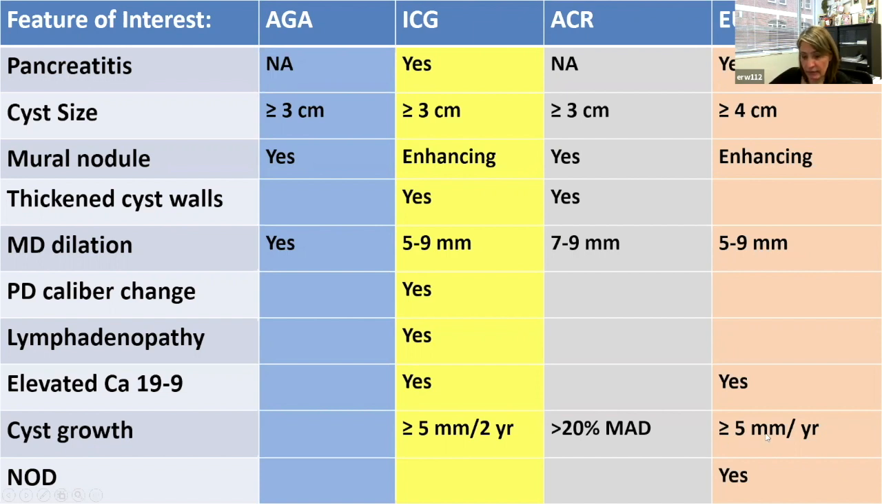counted differently. It's more than 5 millimeters a year in the European guidelines, but over 2 years in the ICG, and then greater than 20% increase in the mean axial diameter in the ACR. And then the European guidelines currently incorporate new onset diabetes, which I think actually will probably filter over to the ICG fairly soon in the next iteration.